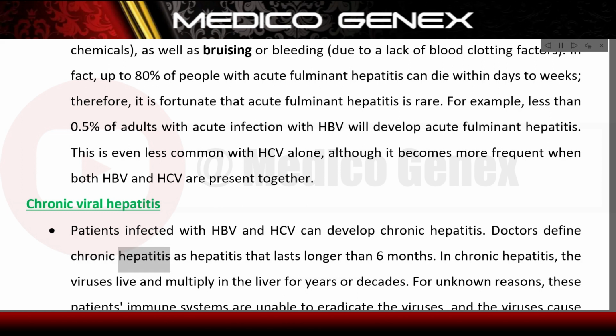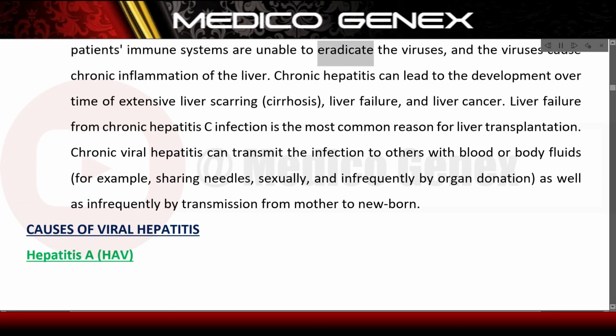Doctors define chronic hepatitis as hepatitis that lasts longer than 6 months. In chronic hepatitis, the viruses live and multiply in the liver for years or decades. For unknown reasons, these patients' immune systems are unable to eradicate the viruses, and the viruses cause chronic inflammation of the liver. Chronic hepatitis can lead to the development over time of extensive liver scarring, cirrhosis, liver failure, and liver cancer. Liver failure from chronic hepatitis C infection is the most common reason for liver transplantation.